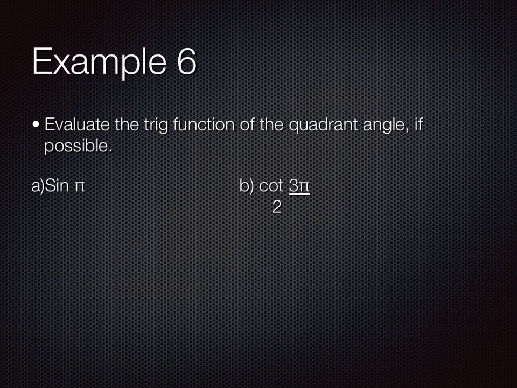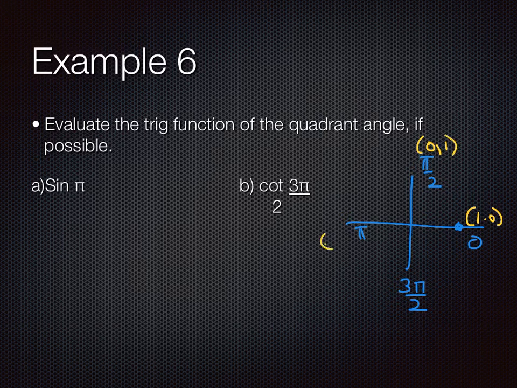Okay, example 6 says evaluate the trig function of the quadrant angle if possible. So we just want to remember what our quadrant angles are: 0, pi over 2, pi, and 3 pi over 2. This would be (1, 0), (0, 1), (-1, 0), and (0, -1). So when it says the sine of pi, I would go to pi, which is here. Sine is the y value, so this is 0.